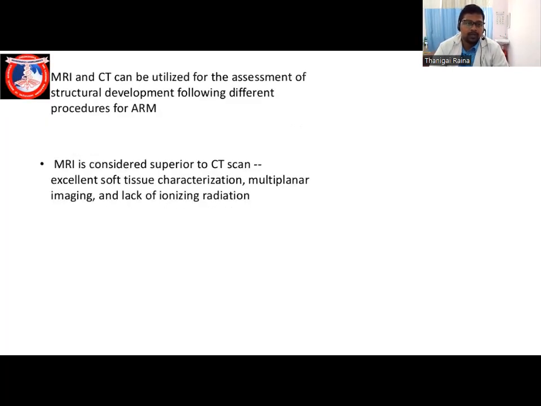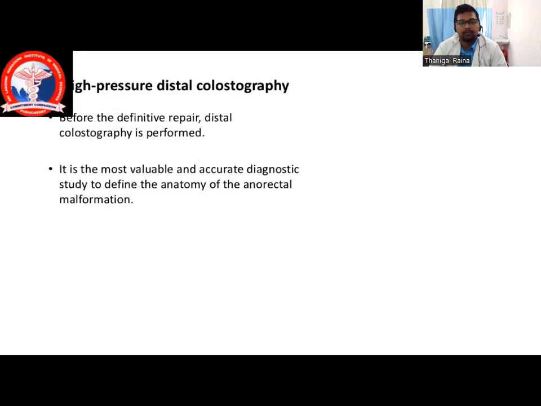So, MRI and CT can be utilized for the assessment of structural development following different procedures of ARM. MRI is considered superior to CT because MRI has excellent soft tissue characterization and multiplanar imaging and lack of ionizing radiation. These are the advantages of MRI over CT in ARM.